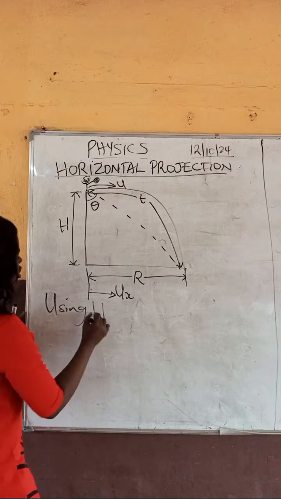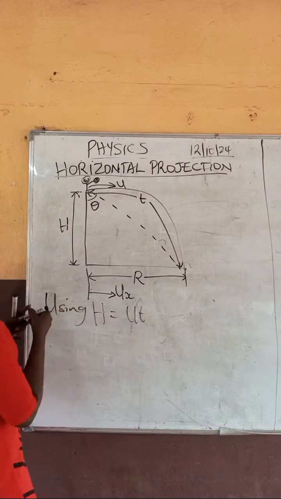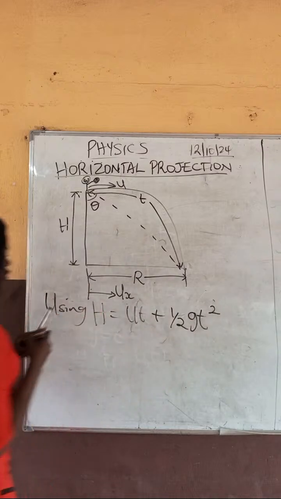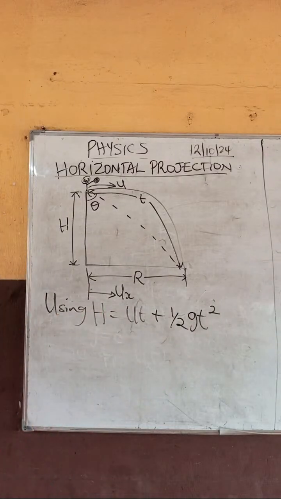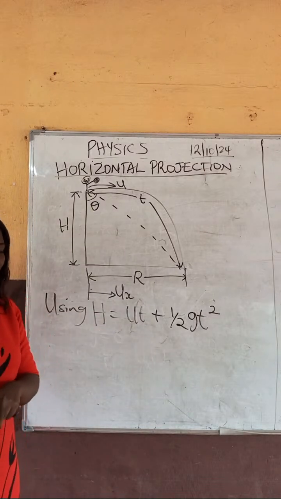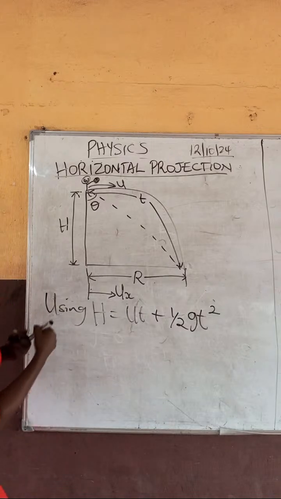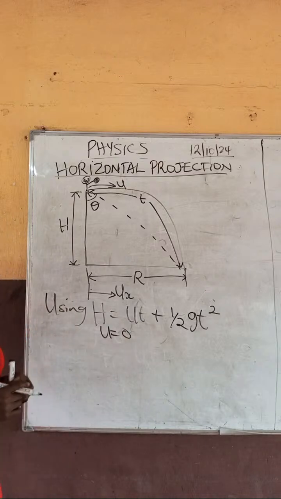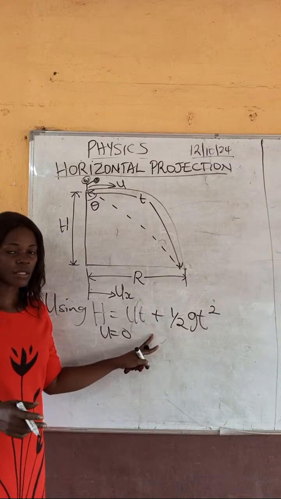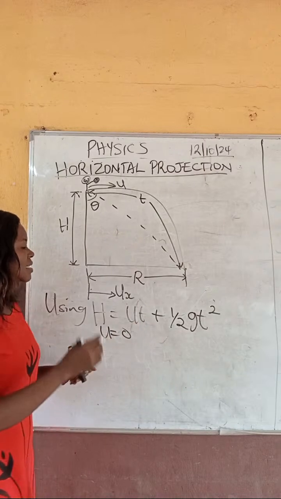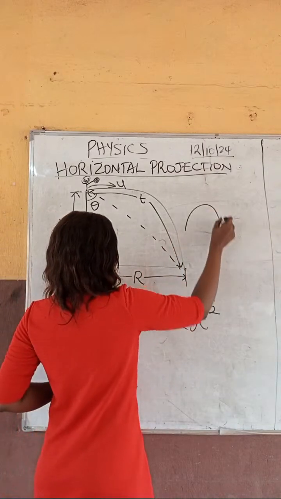Using h is equal to ut plus half gt squared, right? Okay, so if you are considering horizontal motion, my g remains because the object is going down, so it's not equal to 0. That was a mistake, sorry. But my velocity here is equal to 0. So my initial velocity here is equal to 0 because I was using motion under gravity, right? But this object was not actually going up.